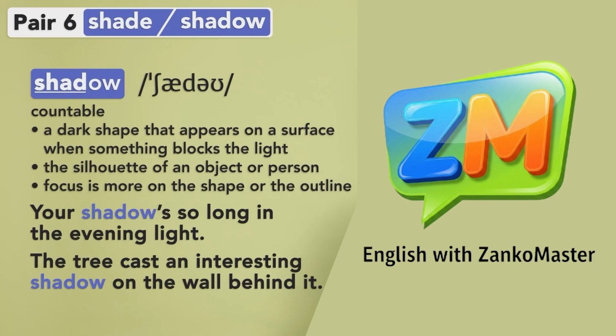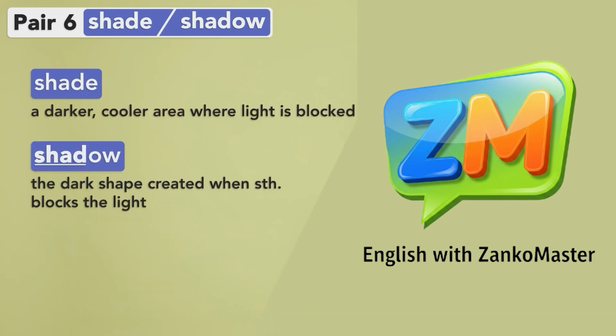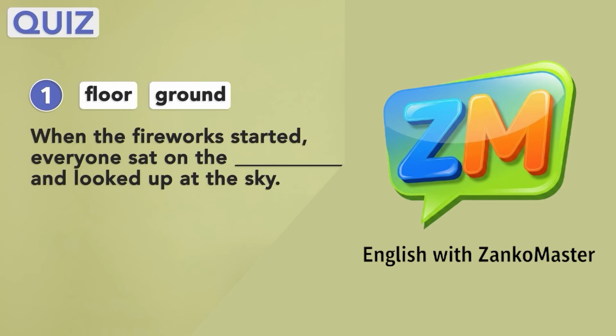My dad's a scientist, and I remember being very young, probably 4, and asking him why, and he drew me a diagram. Another example, the tree cast an interesting shadow on the wall behind it. Something casts a shadow. That's the verb we use. So shade is all about the darker, cooler area where light is blocked. Shadow is the dark shape created when something blocks the light.